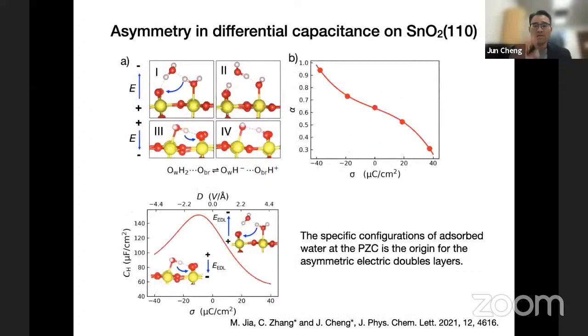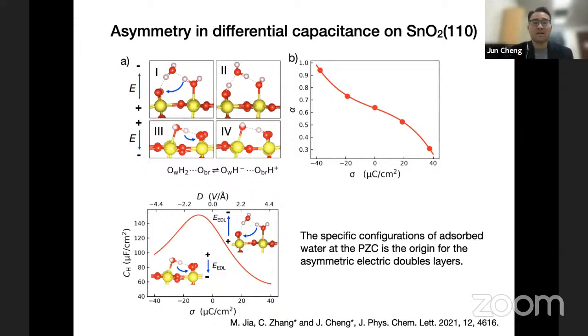I will give you an extreme case just to show the dielectric response is really not linear. And then the differential capacitance can really vary with the surface charge density or the potential. This example is from a recent calculation on tin oxide 110. Tin oxide is also a rutile structure, very similar to rutile TiO2.